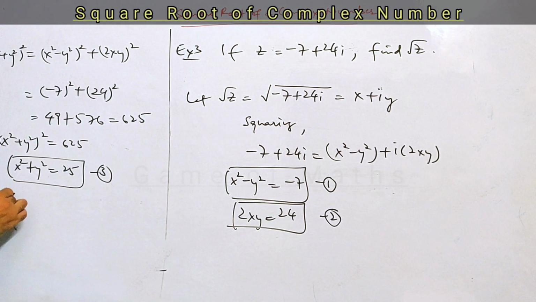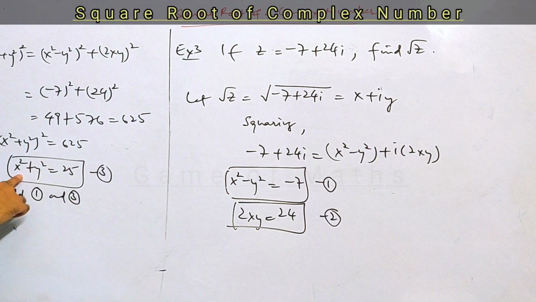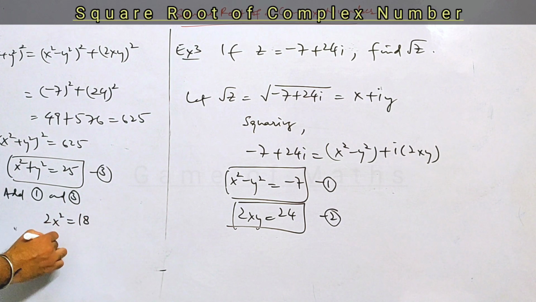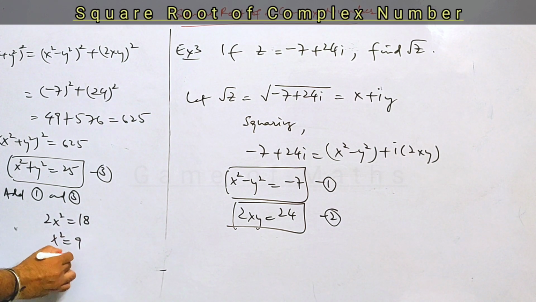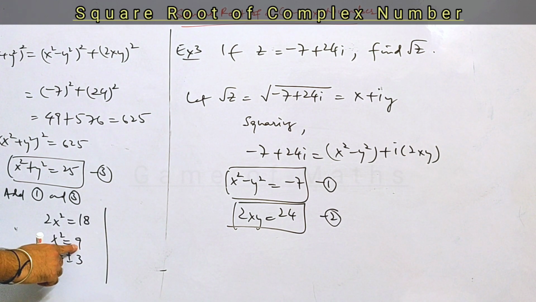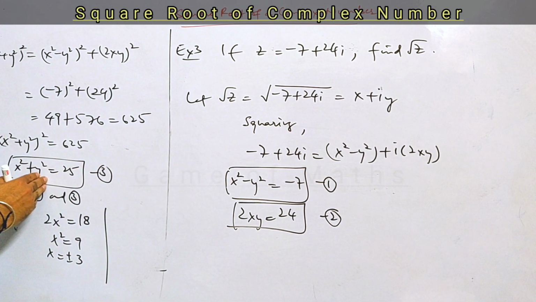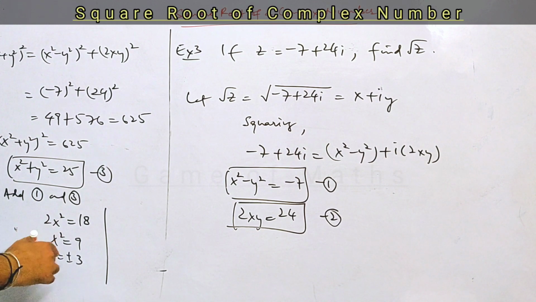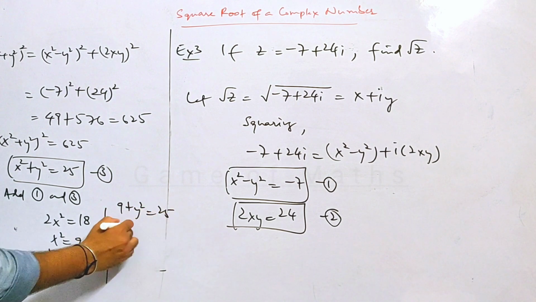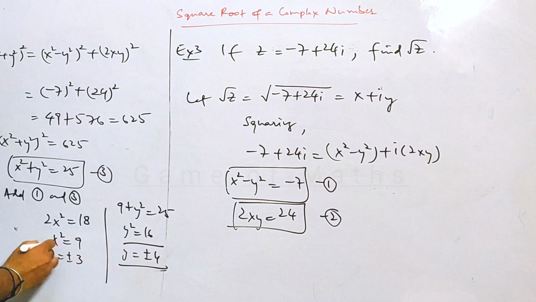So I'll add equation 1 and equation 3. This is equation 1 and this is equation 3. When we add, we'll get 2x square equal to 18. That gives me x square as 9, x equals plus minus 3. Now if I put the value of x square, which is 9, in any of these equations, equation 1 or equation 3, we'll be able to find the value of y square. So I'll put x square equal to 9 here. That will give me y square as 16, which implies y is plus or minus 4. We got the values of x.